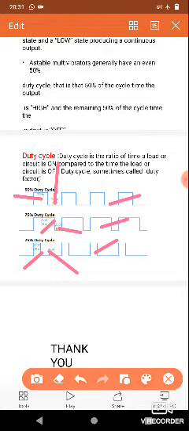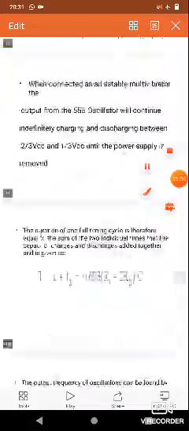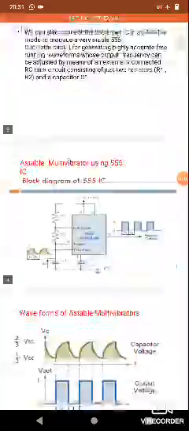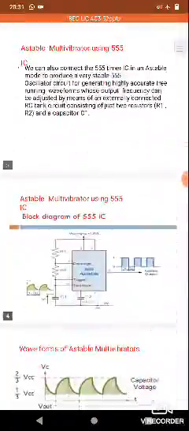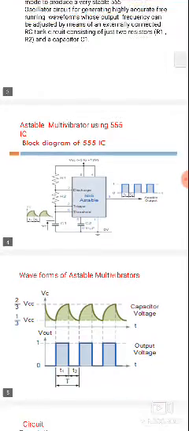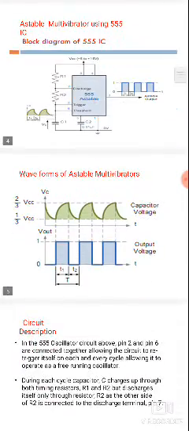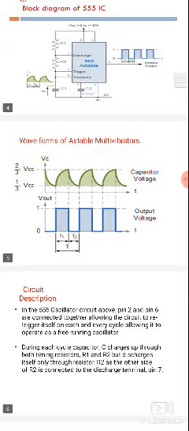This is all about the astable multivibrator. Next, astable multivibrator using the 555 IC. First the 555 IC definition. Next, the astable multivibrator block diagram using the 555 IC. Next, the pin diagram, where it will be changing from 1 by 3 VCC to 2 by 3 VCC.